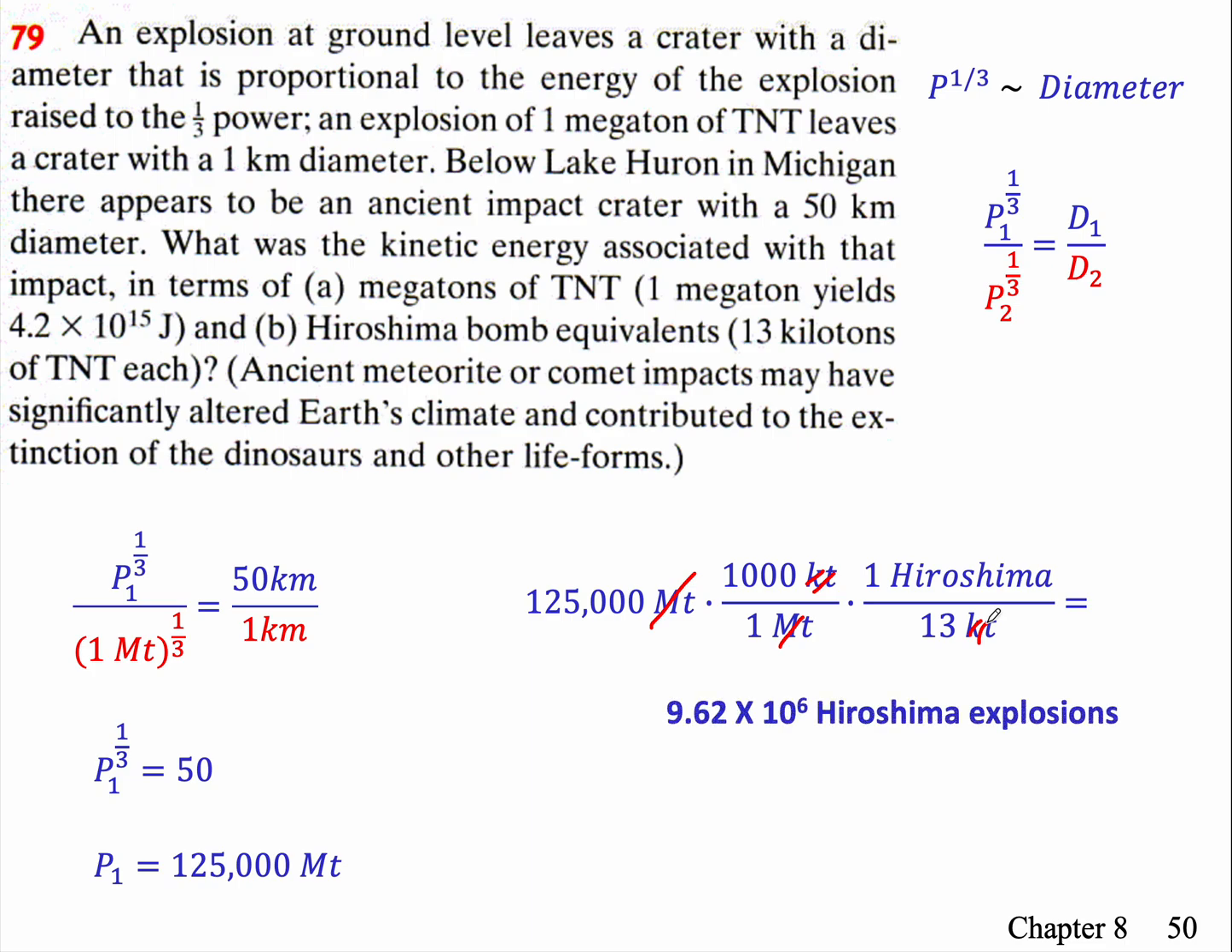The answer is something crazy, about 9 million Hiroshima equivalents. That is the answer to B, and it is an absolutely absurdly large number. Yes, it would not take a very large asteroid to produce that, but it's still a crazy amount of energy released at one time, at one instant. I hope this helps. Good luck.